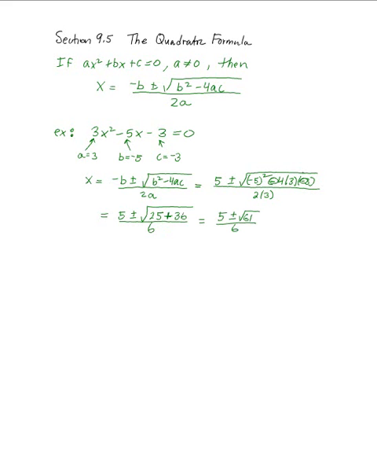Now, one thing to look for is sometimes the answers will come out nice. Sometimes they won't. What I mean by that is sometimes your square root will be a nice number. And when it is a nice number, you should simplify it and write it down. But here it isn't. So that's fine. We leave it as 5 plus or minus square root of 61 over 6. Had it turned out to be a nice number, we would write it down as a nice number.